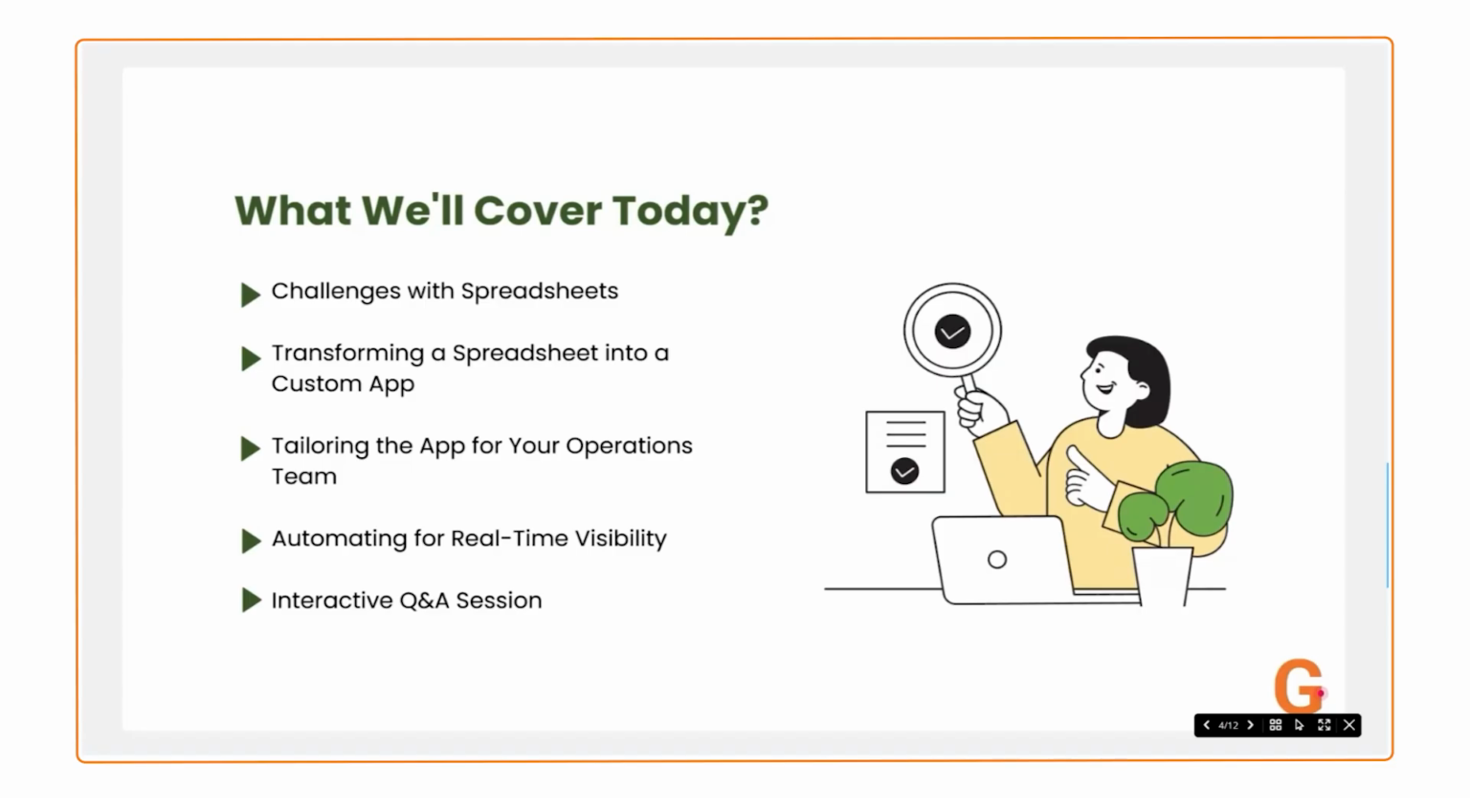Then transforming a spreadsheet into a custom app. We'll be demonstrating how you can take a simple basic spreadsheet that an organization is handling to maintain different kinds of records, and how that can be converted into a fully functional app using Zoho Creator, and that too without any heavy coding. Next, we will be tailoring the app for the operations team. We will make it useful for the particular team that it is built for. That will include adding some logic, structure, and relevant fields that matter to your use case of the application.